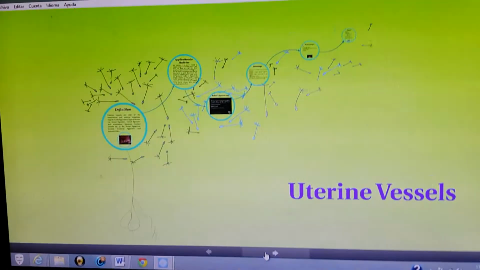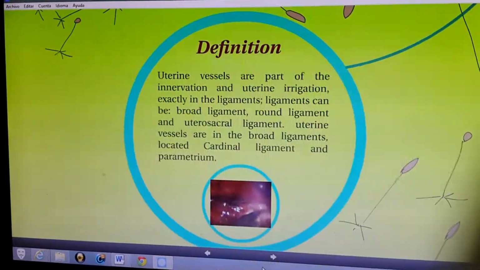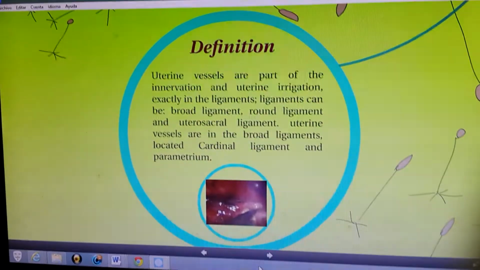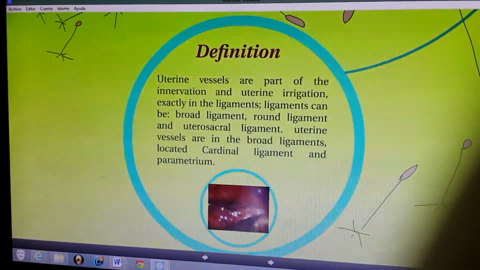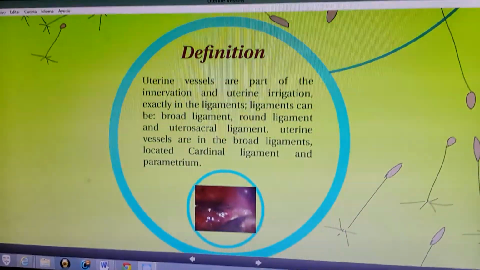Uterine vessels. Definition: Uterine vessels are part of the innervation and irrigation of the uterus, found in the ligaments. The ligaments can be the broad ligament, round ligament, and uterosacral ligament.